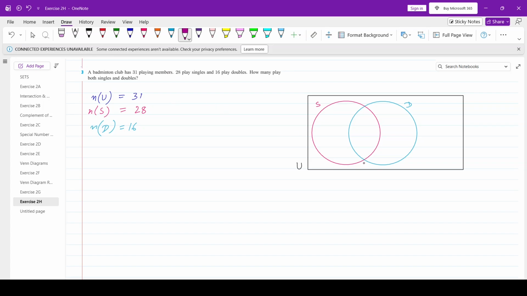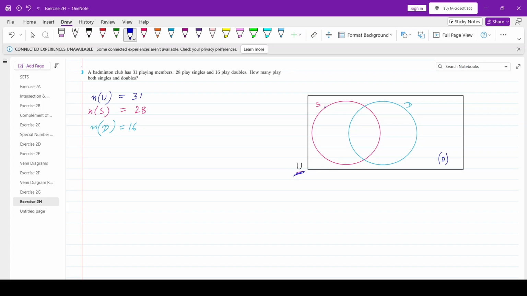That is either singles or doubles or both. So this region is going to be 31 players. And in the universal set we are also taking the playing members, so this universal set will also be 31. So from here we can say that the number of members who neither play singles nor play doubles is 0, because it is a set of playing members only.